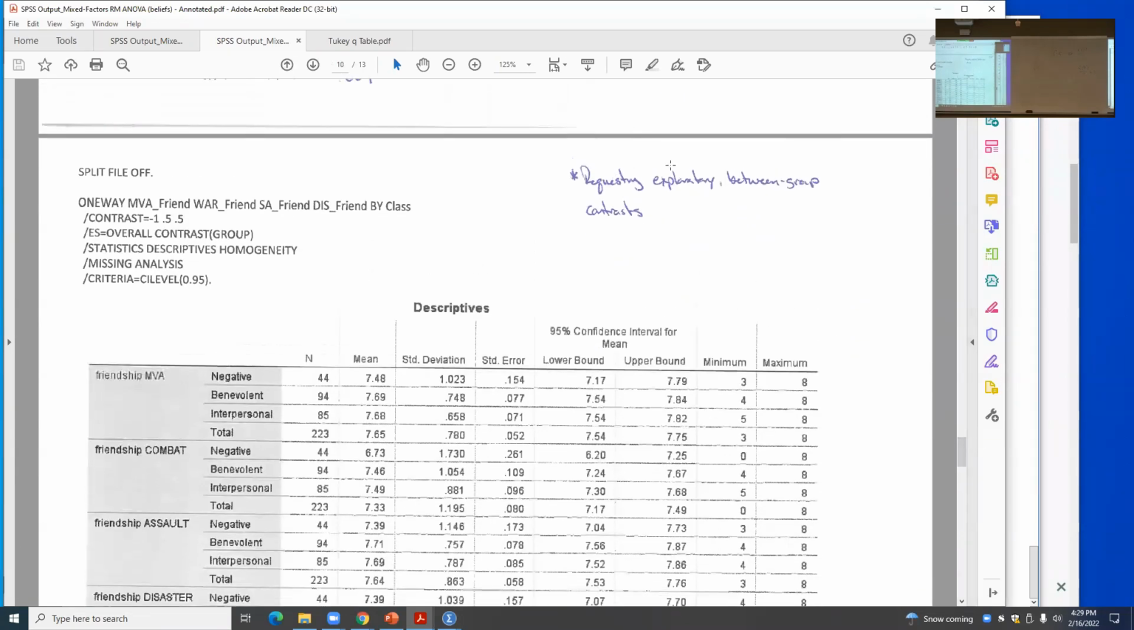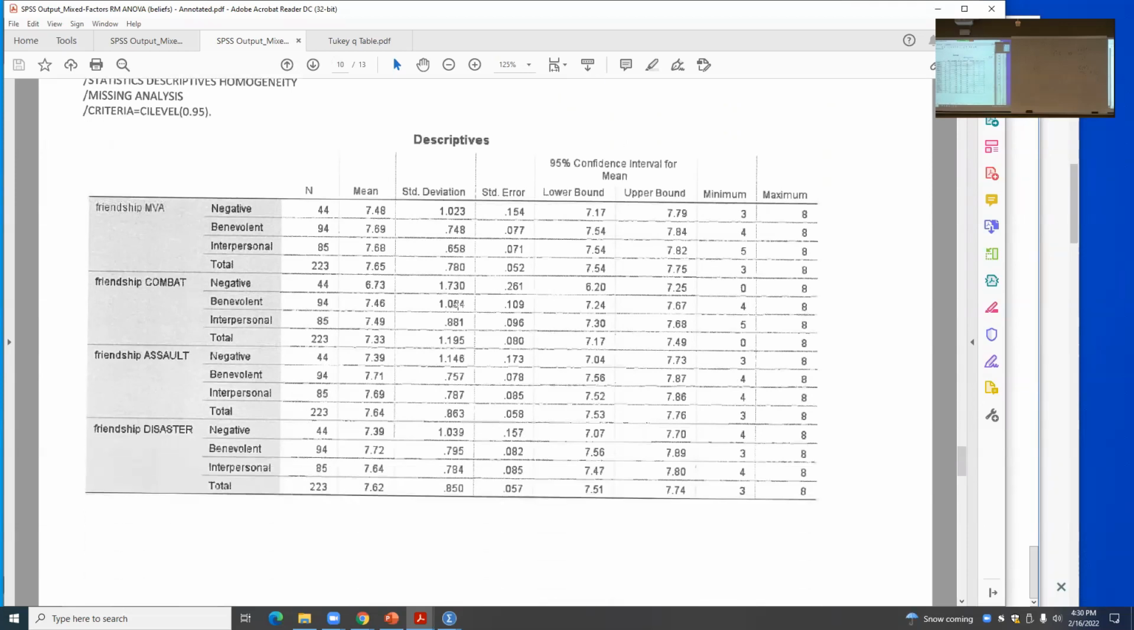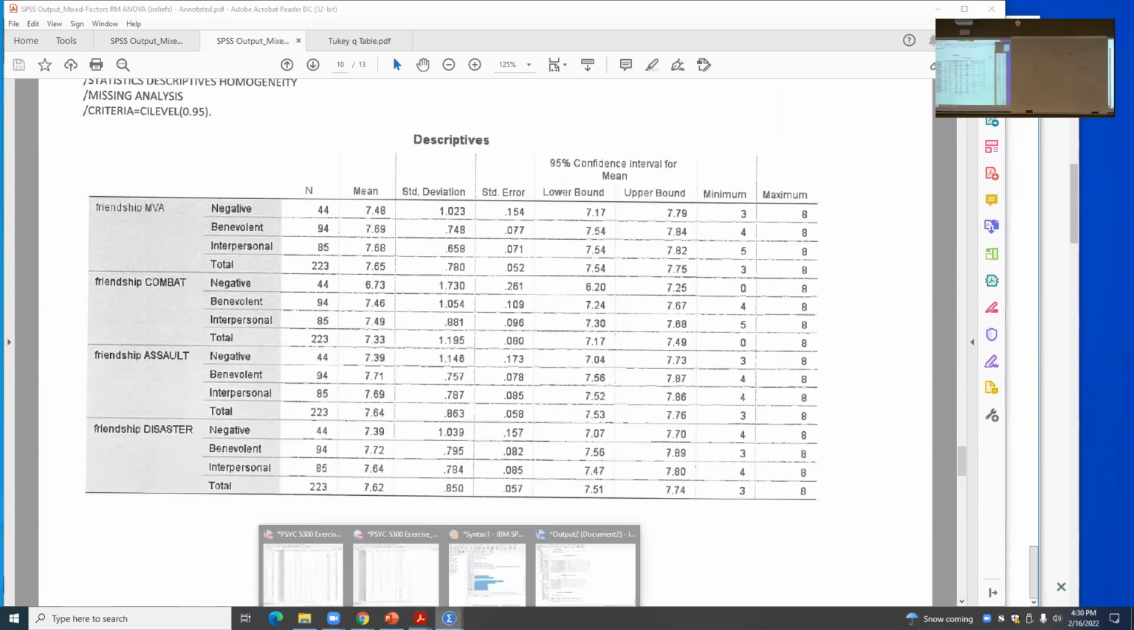What we're going to do is request between group contrasts for each one of our outcomes. So here we're just running a one-way ANOVA, and for our outcomes, we're going to have friendship ratings for MVA, combat, sexual assault, and disaster, and look at these by class. Here we've got our contrast, negative 1, .5, .5. That's comparing my negative group to my other two groups. And then I'm just asking for confidence bounds and effect sizes and things along those lines. So if I run this in SPSS, it gives me my table. So again, all we're doing.